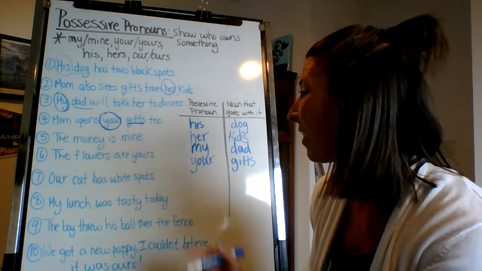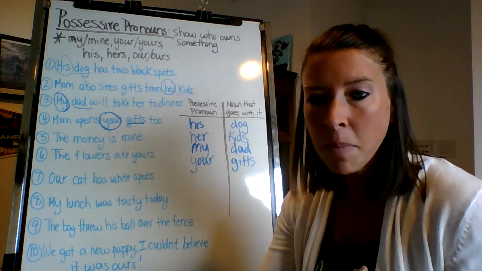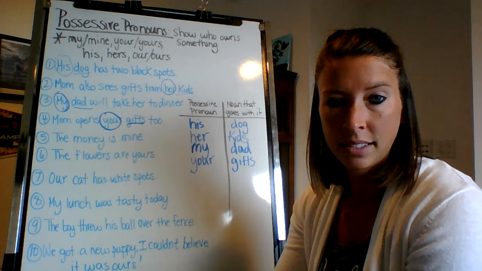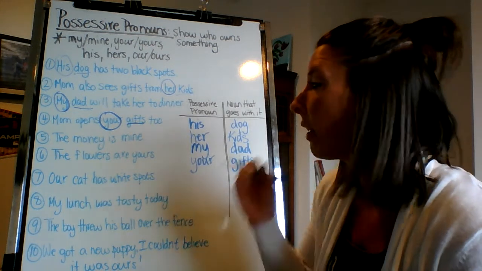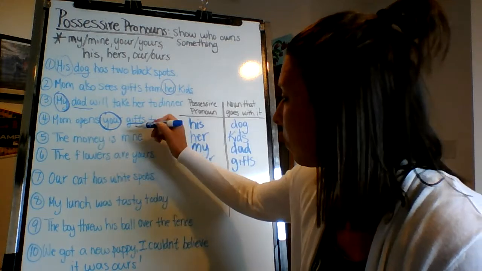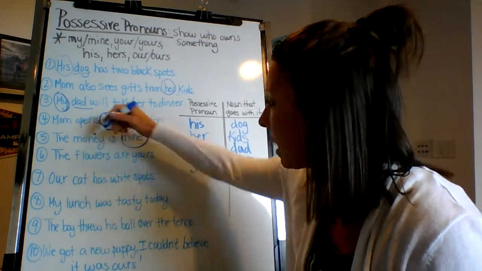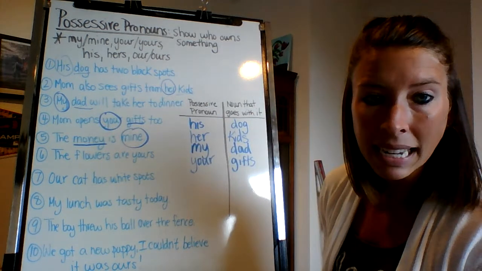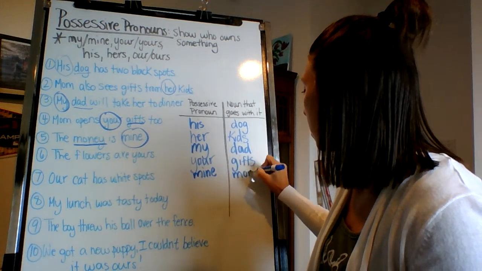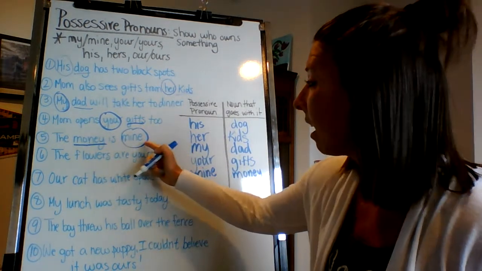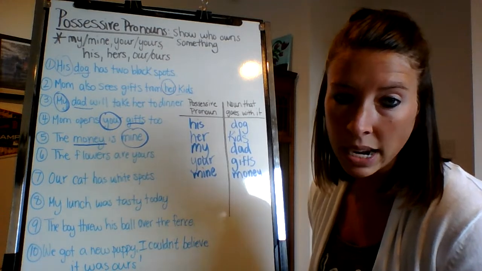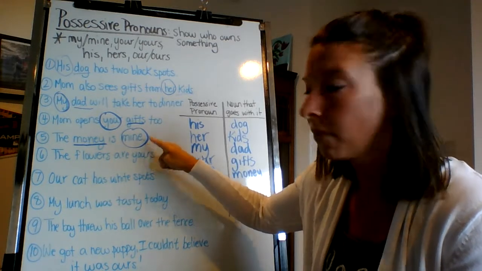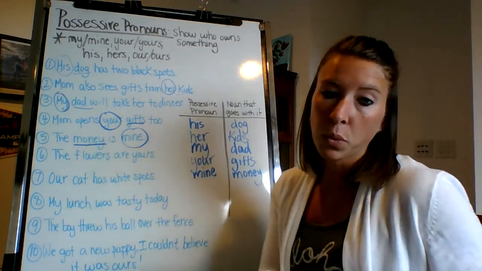Usually, not always though. Sentence number 5. The money is mine. Find the possessive pronoun and the noun that goes with it. You should have mine for the possessive pronoun. And what is mine? The money. Mine and money. That time, they weren't quite right next to each other, right? So if you find the possessive pronoun first, then ask yourself, well, what belongs to them? That will help you find the noun that goes with it.